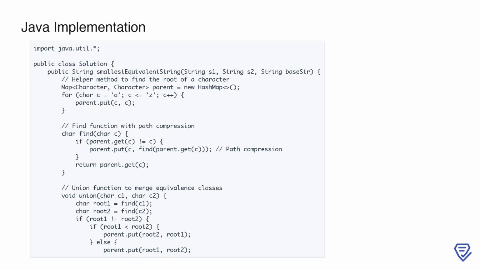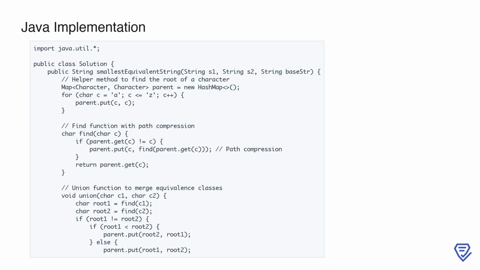Here, we begin by defining our Java class and implementing the smallest equivalent string method. First, we create a hash map called parent to store the root parent of each character. We initialize this map so that each character from A to Z is its own parent. This setup allows us to treat each character as its own equivalence class initially.